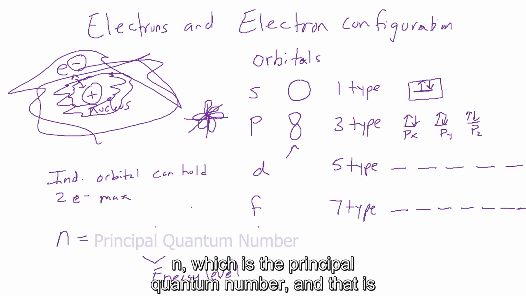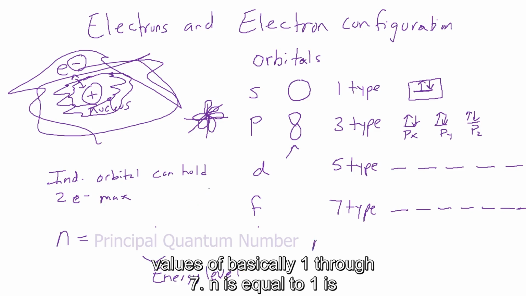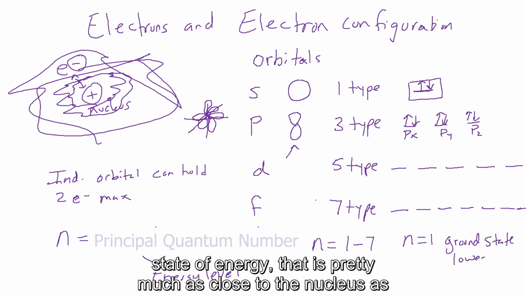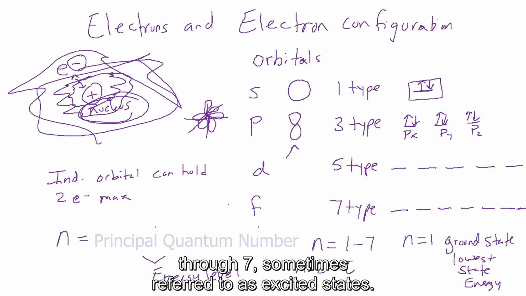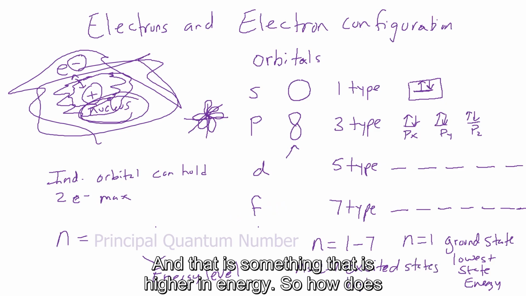But we are going to talk about n, which is the principal quantum number, and that is basically, like I said, the energy level. n can have values basically 1 through 7. n equals 1 is sometimes referred to as the ground state. That is the lowest state of energy. That is pretty much as close to the nucleus as you could get. Now, anything above that, n equals 2 through 7, is sometimes referred to as excited states. And that is something that is higher in energy.